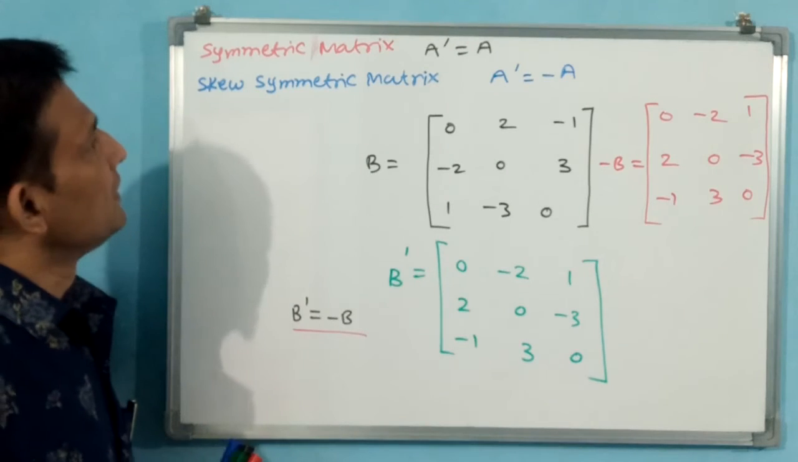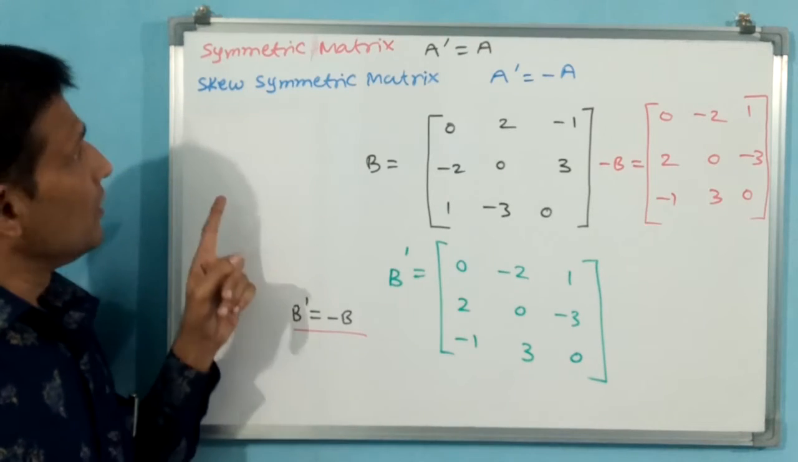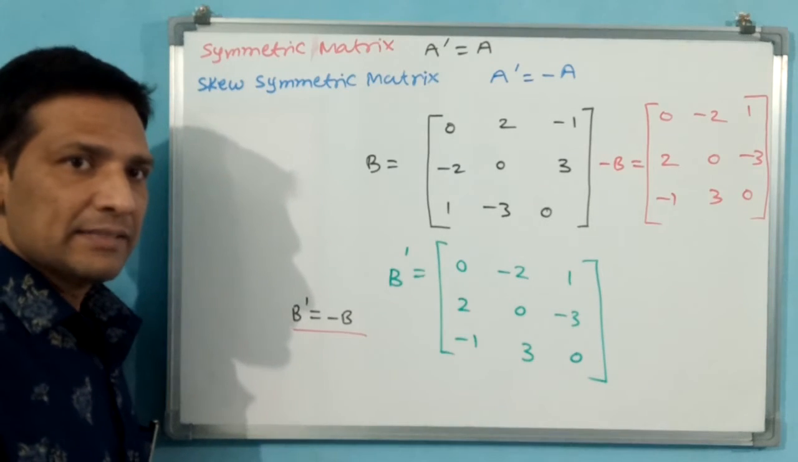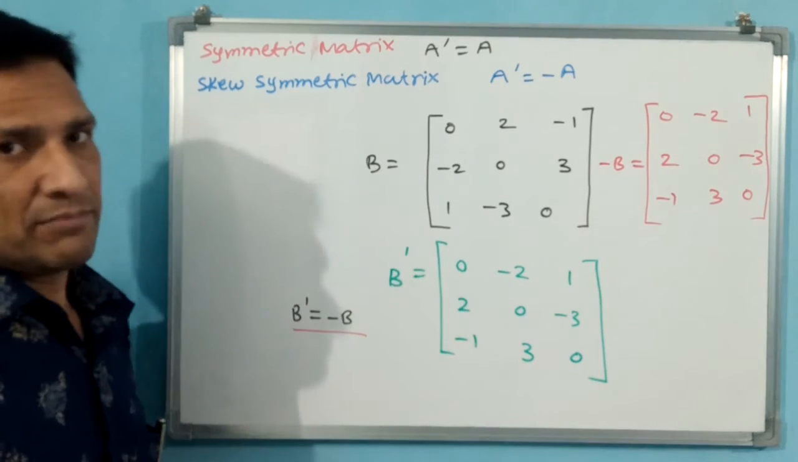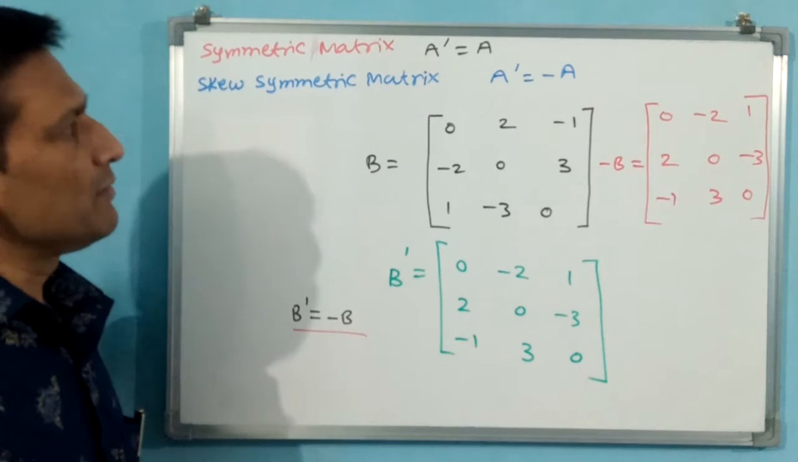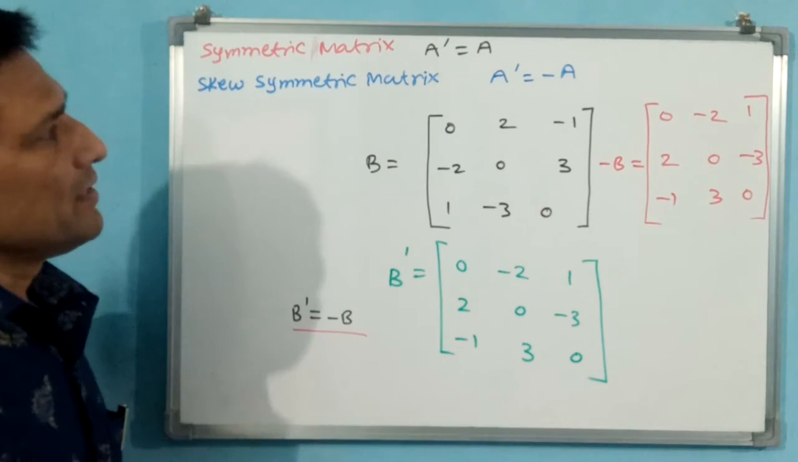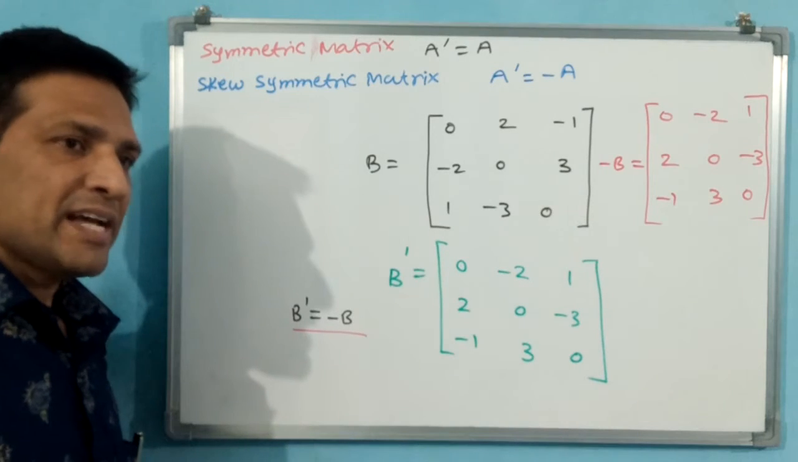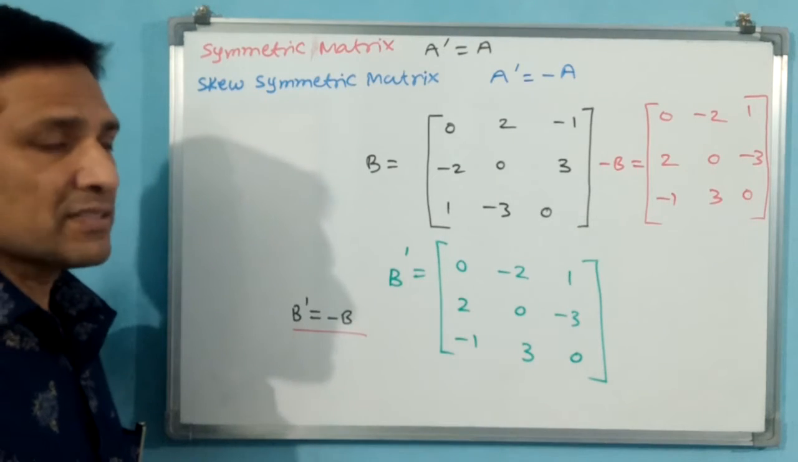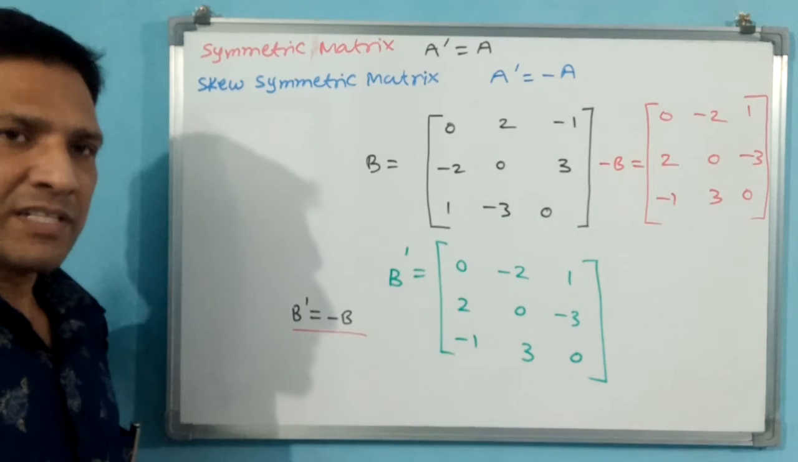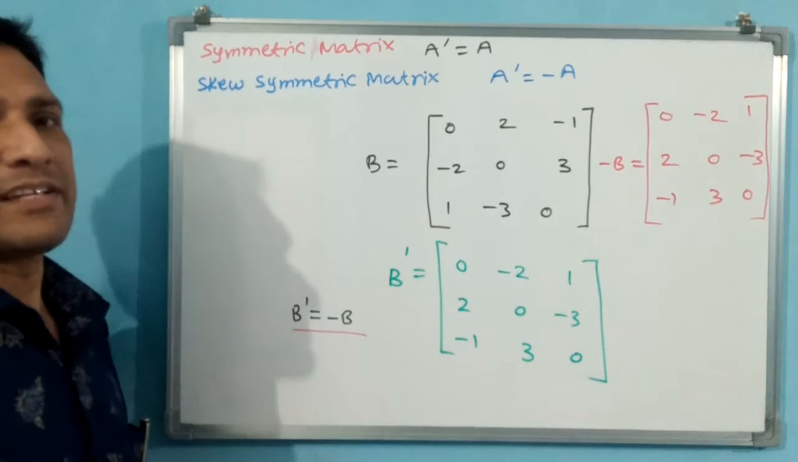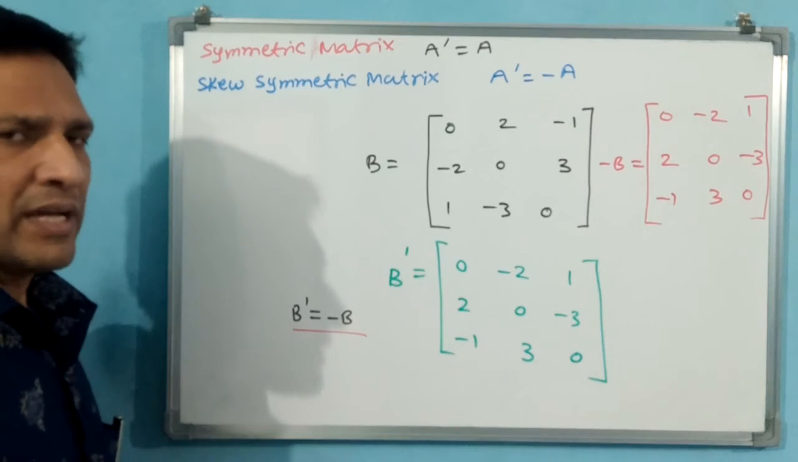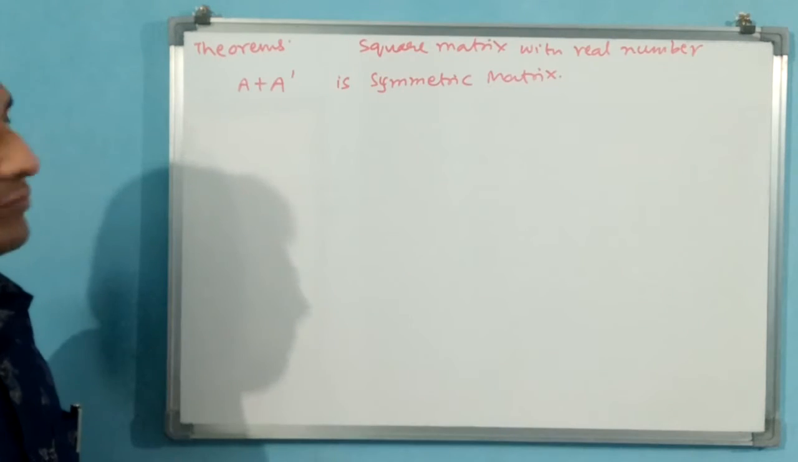Okay, now symmetric matrix and skew symmetric matrix we have understood. Now we go to theorems. In the theorems, A plus A dash is a symmetric matrix, and A minus A dash is a skew symmetric matrix. That is the first theorem. Let us understand the first theorem, then we will understand the second theorem also. For each theorem we will give one example. Okay, let us go.